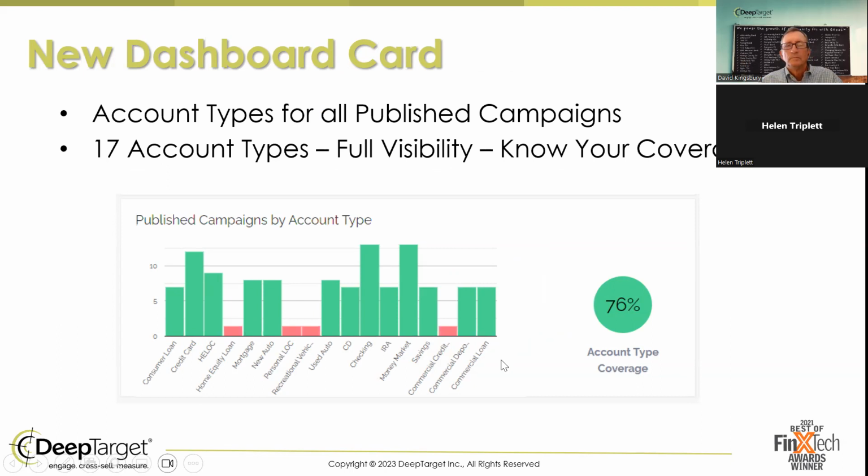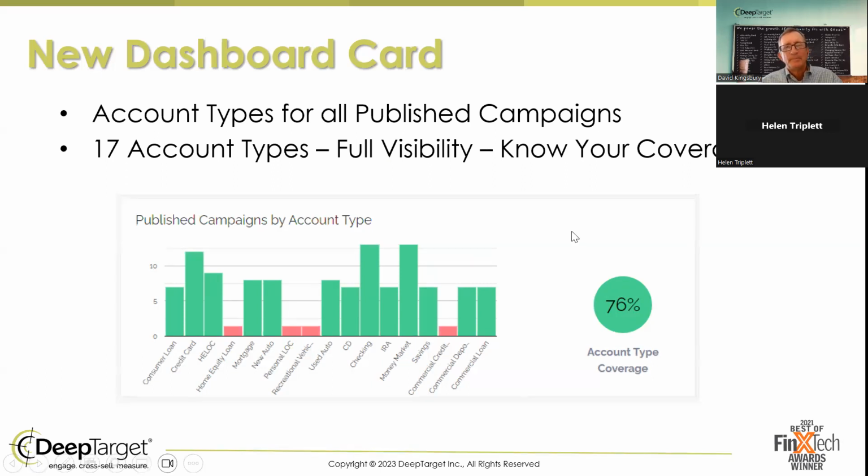Back in March, we added 3 new ones. We added personal line of credit, recreational vehicle, and commercial credit card. So not every institution offers all 17 types, so some of you may never reach 100% here. That's not the goal. The goal is to reach 100% within what you offer. So that's what this means.